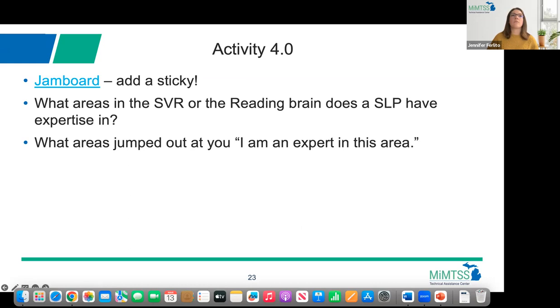Helping students connect their background knowledge to text. That's a great area of expertise within language comprehension, semantic knowledge, phonological awareness. Phonological awareness was always tricky for me. That one did not come easy. Ooh, narrative language, that's a great one.